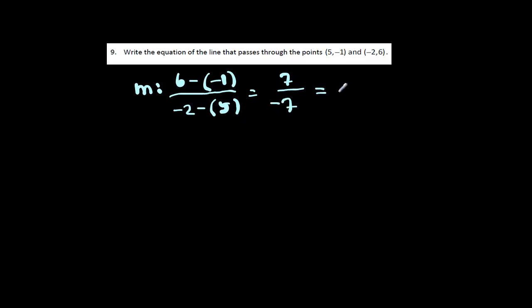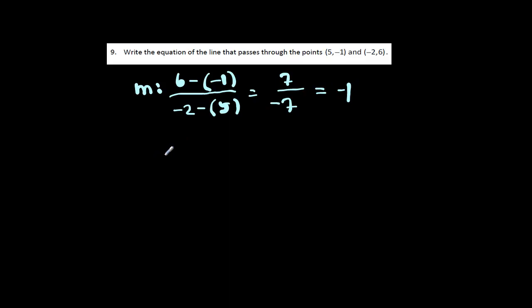Write the equation of a line that passes through the 2 points. We're going to find the slope first. So y2 minus y1, watch out for the double negative, divided by x2 minus x1. 6 minus negative 1 is 7. Negative 2 minus 5 is negative 7. So my slope is negative 1.